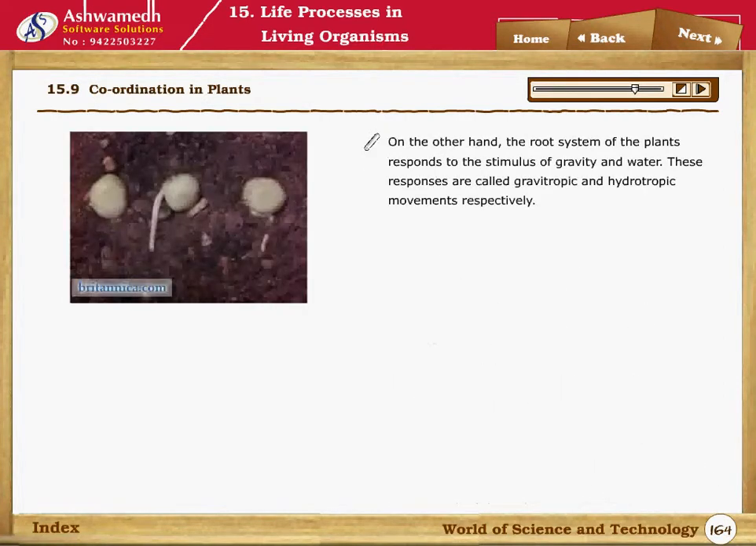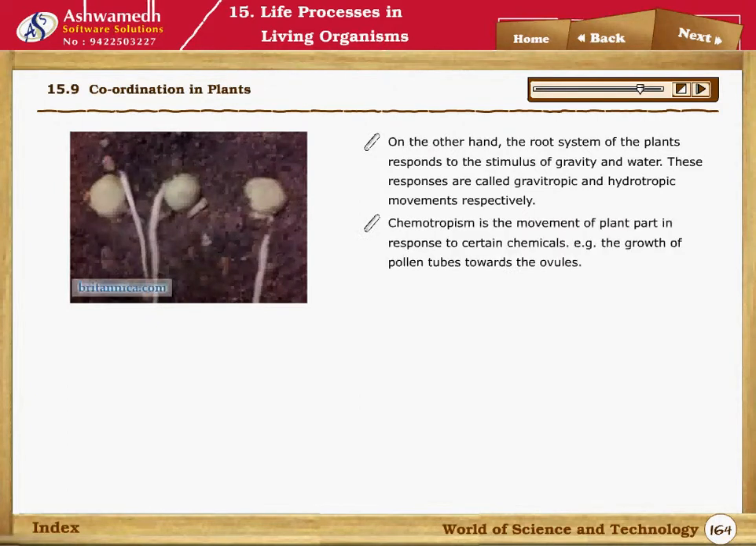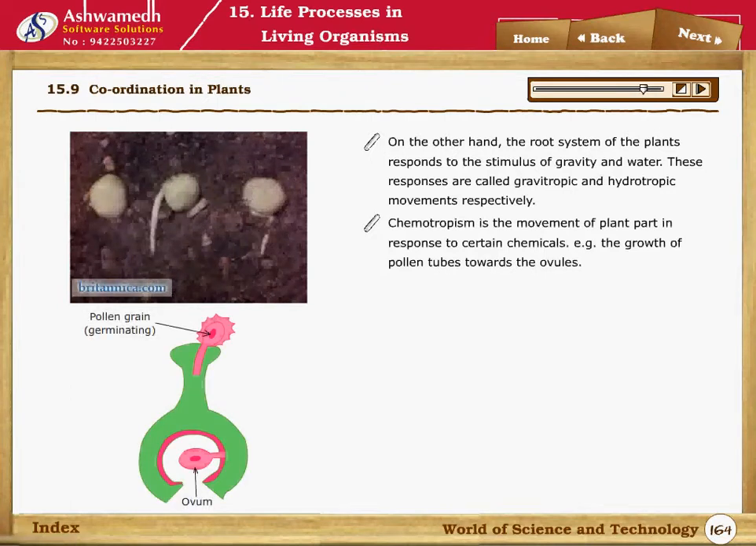On the other hand, the root system of the plants responds to the stimulus of gravity and water. These responses are called gravitropic and hydrotropic movements respectively. Chemotropism is the movement of a plant part in response to certain chemicals. For example, the growth of pollen tubes towards the ovules.